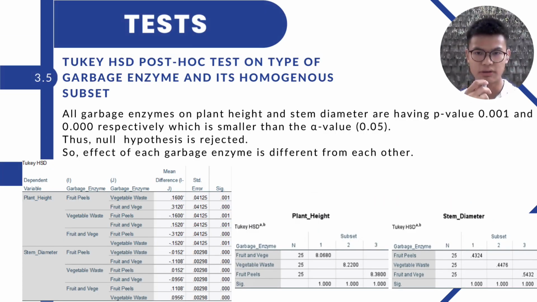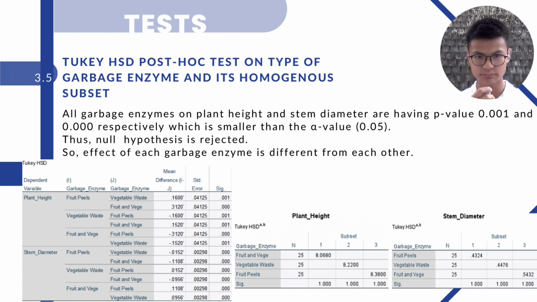Since there is a significant difference in the ANOVA test, we'll continue with the Tukey post hoc test on type of garbage enzyme and its homogeneous subset. So all garbage enzymes for plant height and stem diameter have p-values smaller than the alpha value 0.05. So the null hypothesis is rejected, and thus the effect of each garbage enzyme is different from each other.